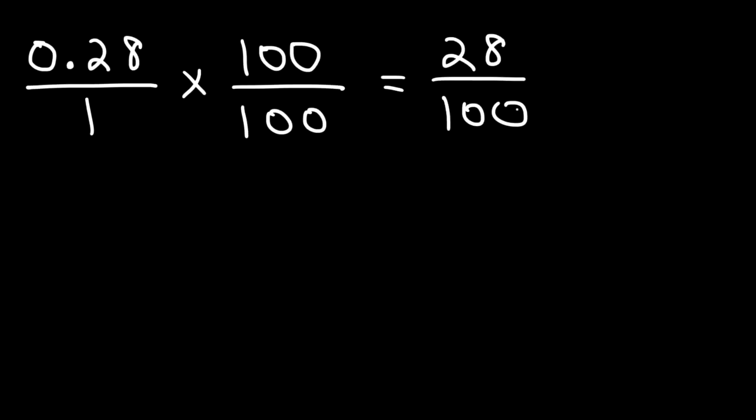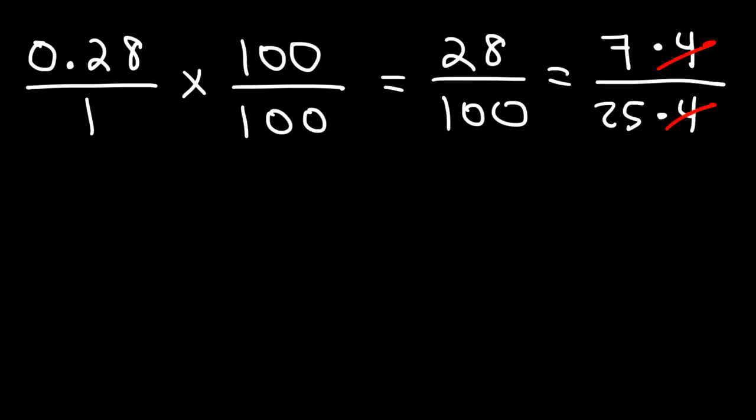So now we need to simplify. At this point, what we could do is divide the top and the bottom by 2 multiple times until we get our fully simplified fraction. Or what we could do is break up these numbers into smaller numbers. For instance, we could say that 28 is 7 times 4, and 100 is 25 times 4. And so we could cancel the 4, and now we have our answer as a reduced fraction, which is 7 over 25.